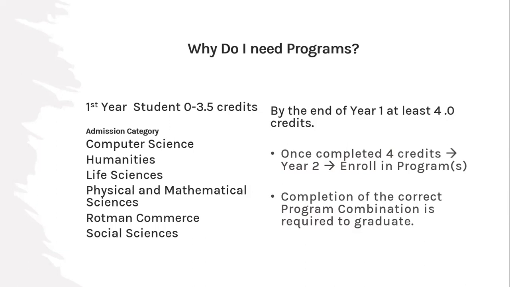What we recommend is that if you choose to take programs in a different admission category, please reference the academic calendar to make sure that you're meeting the program requirements or if there are any prerequisite courses required for you to complete before getting into the program. By the end of your first year, you'll be expected to enroll in programs, and that is after completing 4 credits or on the way to completing 4 credits. And again, completion of the correct program combination is required in order to graduate.